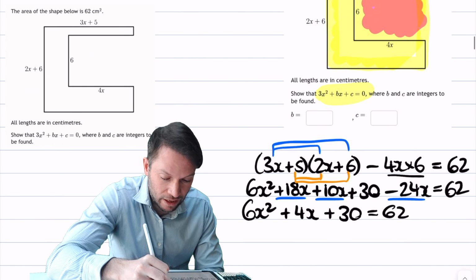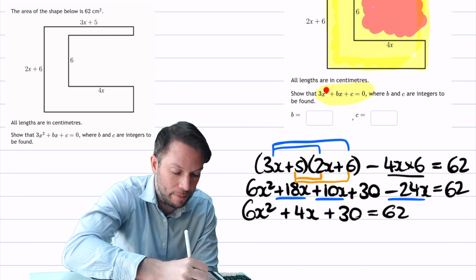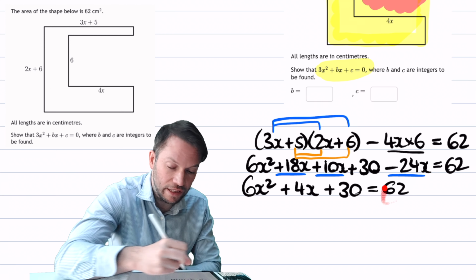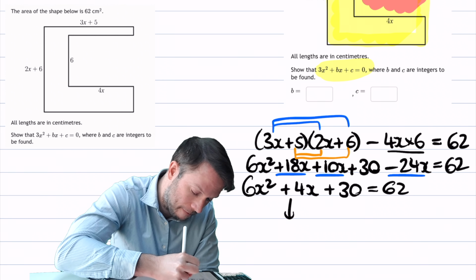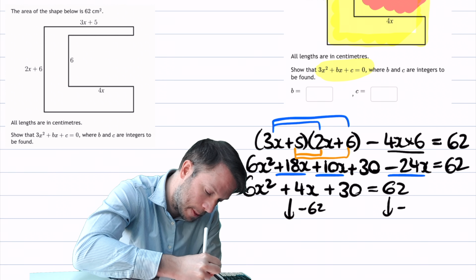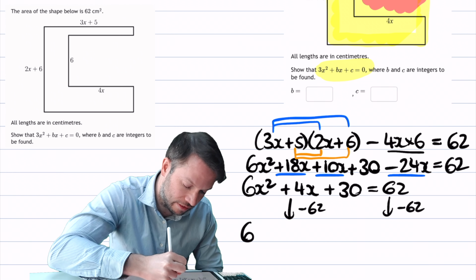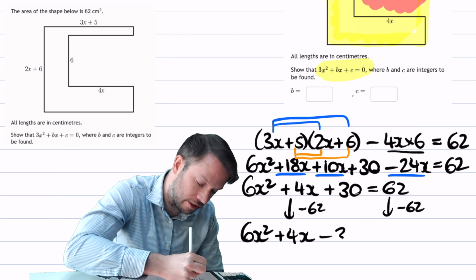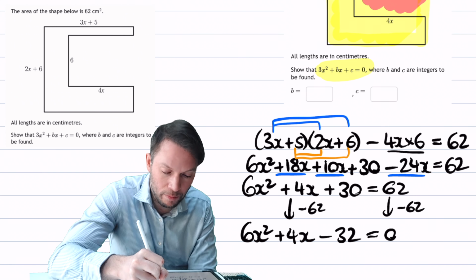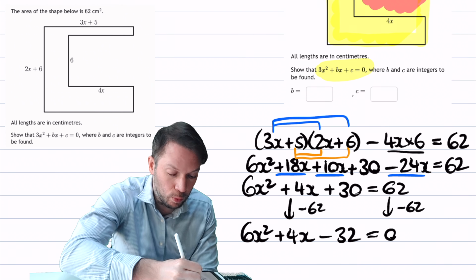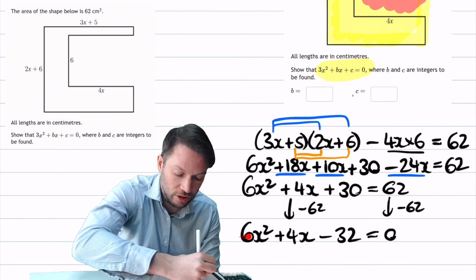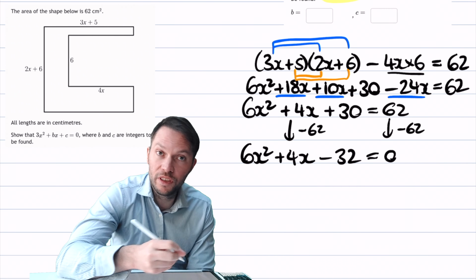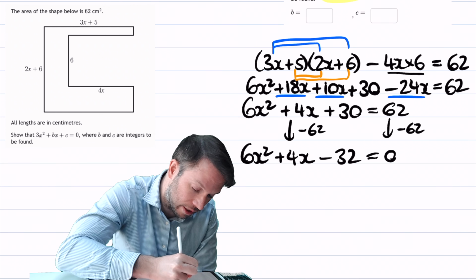And we want to get an equation in the form 3x squared plus something x plus something equals 0. To get 0 on one side, I'm going to subtract 62 from both sides. So I'm going to get 6x squared plus 4x minus 32 equals 0. Now, at the moment, we've got 6x squared, but we want 3x squared. So what could we do to this equation? Well, notice that all three of these terms are even. So we could divide both sides of the equation by 2.